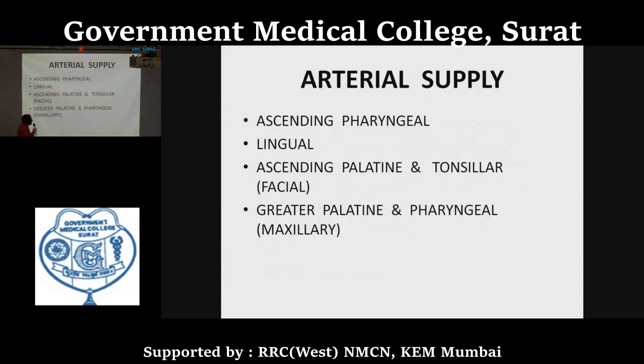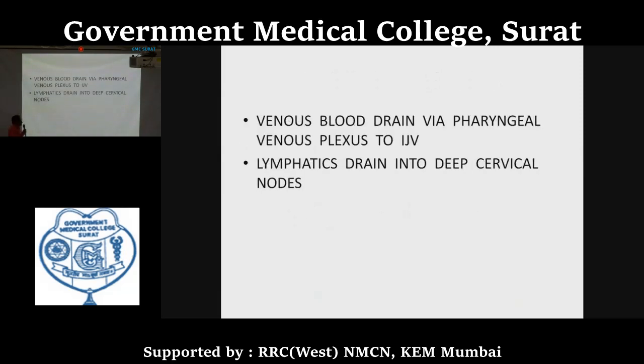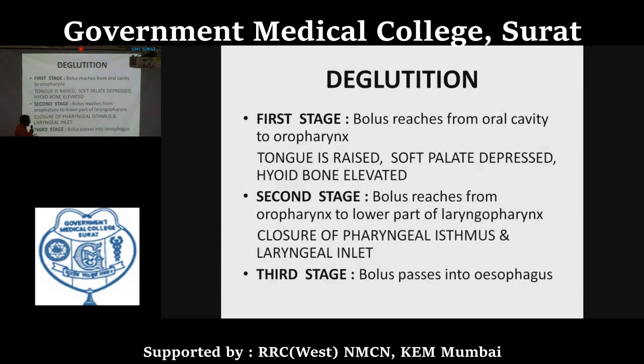Now, arterial supply. The ascending pharyngeal and lingual arteries are branches of the external carotid that directly nourish the pharynx, and the branches of the facial artery, ascending palatine and tonsillar, and the branches of the maxillary artery, the greater palatine and pharyngeal branches, also nourish the pharynx. As far as venous drainage is concerned, venous blood from the pharynx is drained by the pharyngeal venous plexus, and ultimately this plexus drains into the internal jugular vein, and the lymphatics drain into the deep cervical lymph nodes. So this is all about the pharynx.